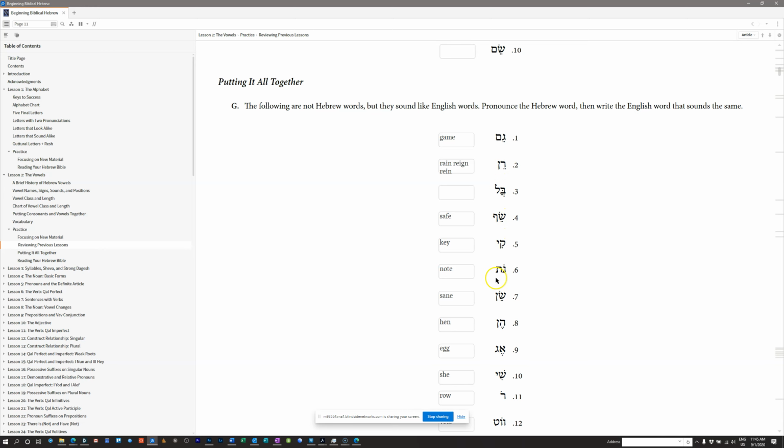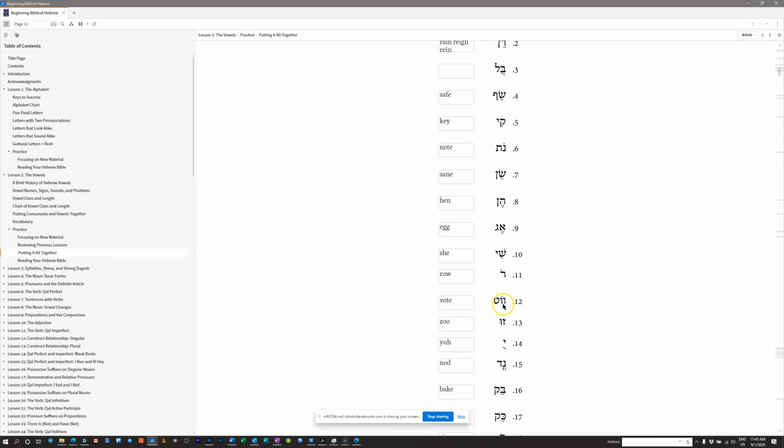So a vav, let's see if we can find a vav here. Yeah. The vav ends at the baseline. It ends where the rest of the letters end. So that's how you tell the difference between a vav and a final nun. The final nun is actually going to drop lower. All right?